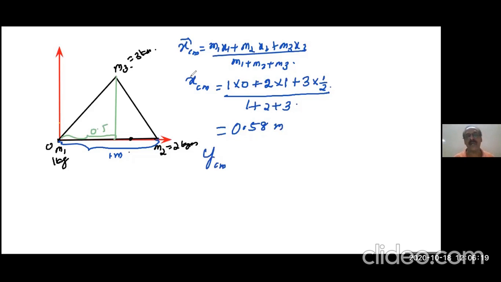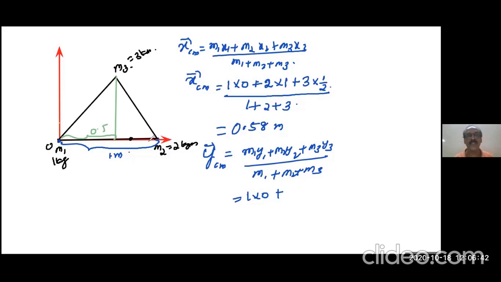Y of center of mass is equal to M1Y1 plus M2Y2 plus M3Y3 divided by M1 plus M2 plus M3. So here what is M1? M1 is 1 into 0 because it's at origin. M2 is also on x-axis, so 2 into 0, plus M3, 3. Now M3 has a y-axis. We have to find out this point now.